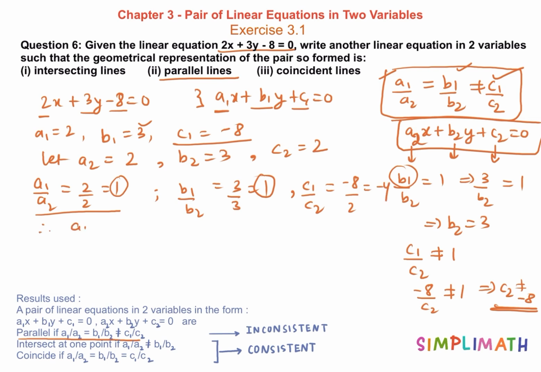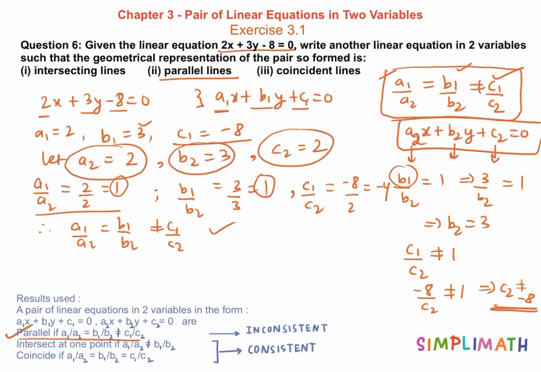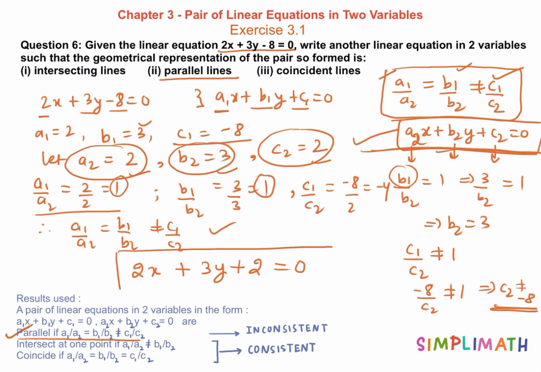So we have a1 by a2 equals b1 by b2 is not equal to c1 by c2. So the condition of parallel lines is satisfied over here. So now we have a2, b2 and c2, and we knew that this was our linear equation. So if we put these values in this equation, what equation do we have? We have 2x plus 3y plus 2 equal to 0. So this equation and this equation are parallel. Why? Because this condition is satisfied.